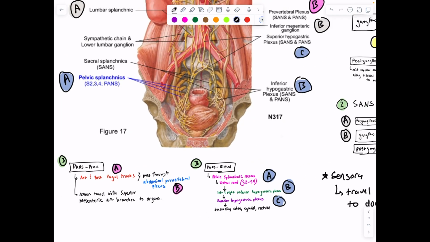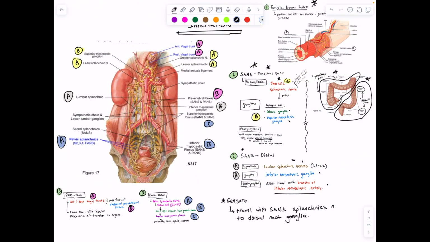And then for the parasympathetic nervous system, let's just say we can point this out really quickly. So for the proximal part, you have the least splanchnic, greater, lesser. They're going to synapse on the superior mesenteric ganglion or the celiac ganglion, which you can see here. And then postganglionic, they're going to travel along with the blood vessels. For the distal part of the colon, you are going to be dealing with the lumbar splanchnic nerves.